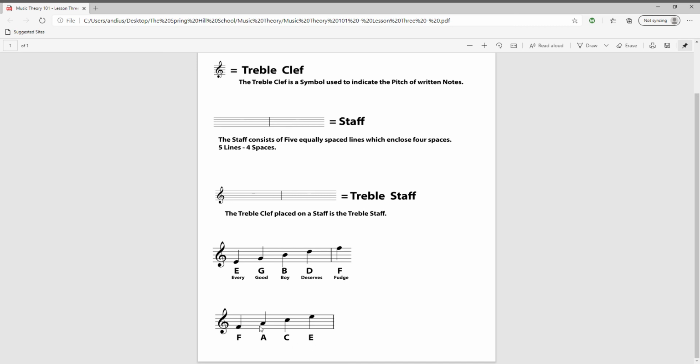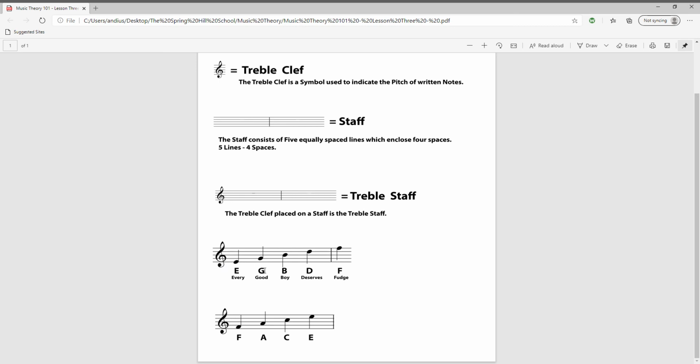Space is face. The spaces are the faces. So your first space is F, second space is A, third space is C, fourth space is E. So this is how you remember the lines of the treble staff and the spaces of the treble staff.